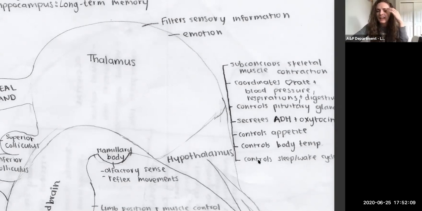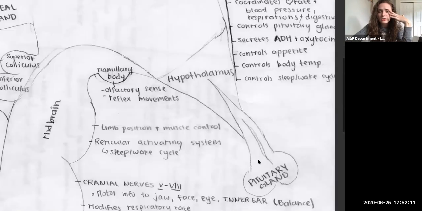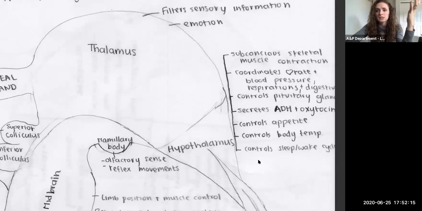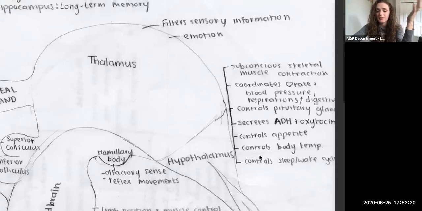So this has been like the third thing I think that controls your sleep-wake cycle. There's a lot of pieces involved in sleeping and waking up. Hypothalamus is just another player in that game. So hypothalamus, this is a long list.